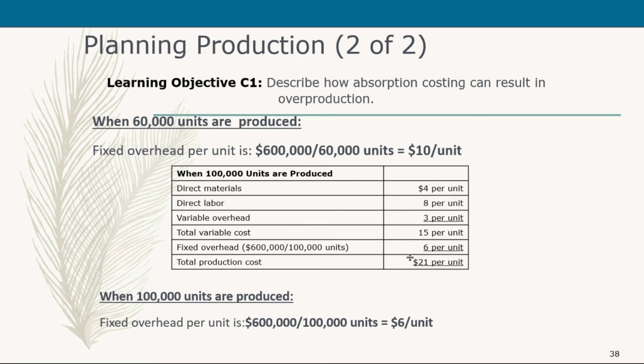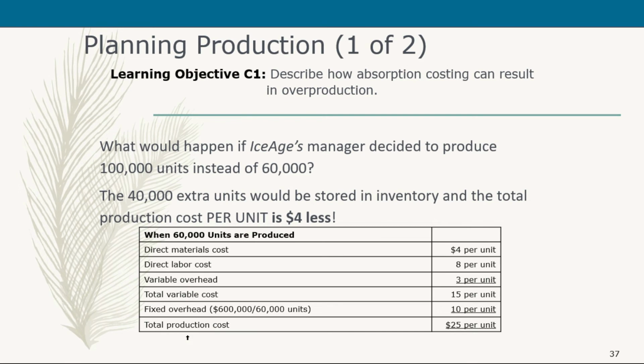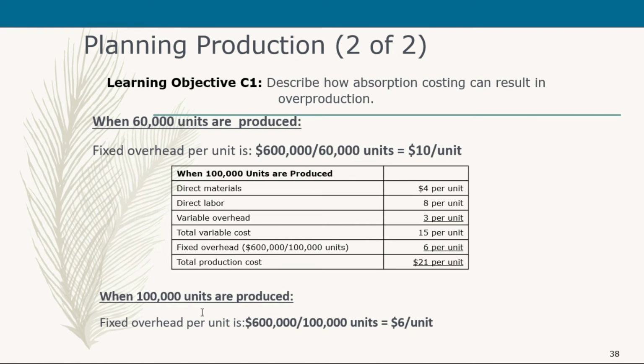It is 600,000 divided by 100,000 units instead of 60,000 units. That will give us a unit cost of $6 per unit, giving us a total production cost of $21 per unit. So in here, we have a total product cost per unit of $25 per unit, and using 100,000 units as your units produced, it now decreased to $21 per unit, having a difference of $4 per unit. Okay?